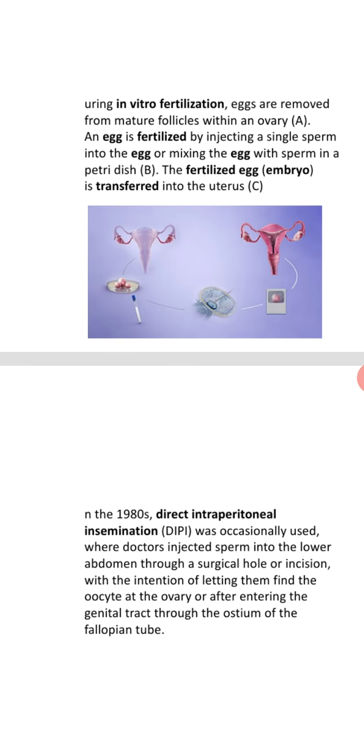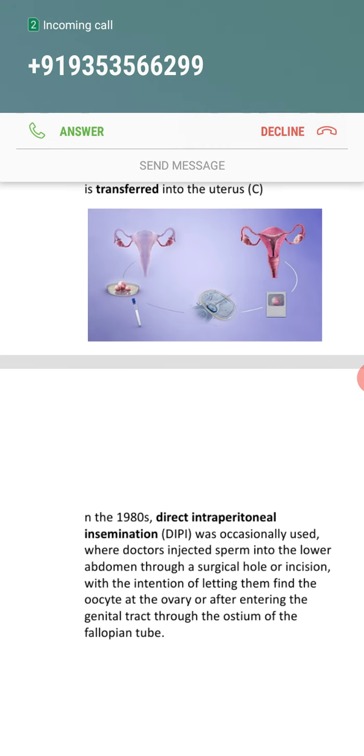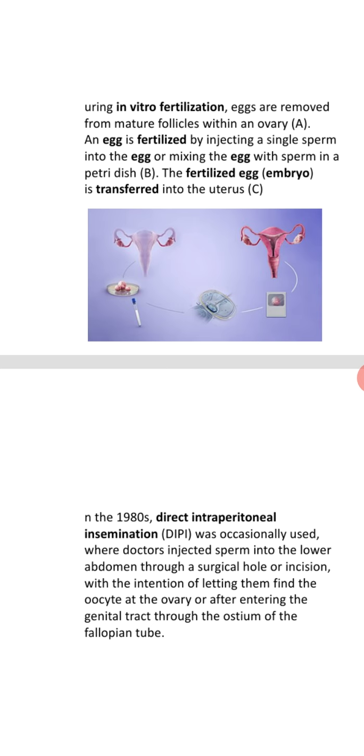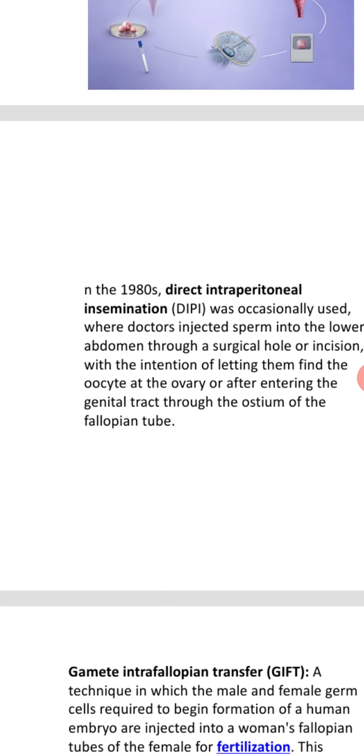haploid number of chromosomes from the male and haploid number of chromosomes from the female are fused together to form a diploid zygote, and this zygote undergoes cleavage to form the blastocyst stage, and that is then transferred into the uterus of the woman. So, this is what is called in vitro fertilization, and in detail it will be explained in the further slides.